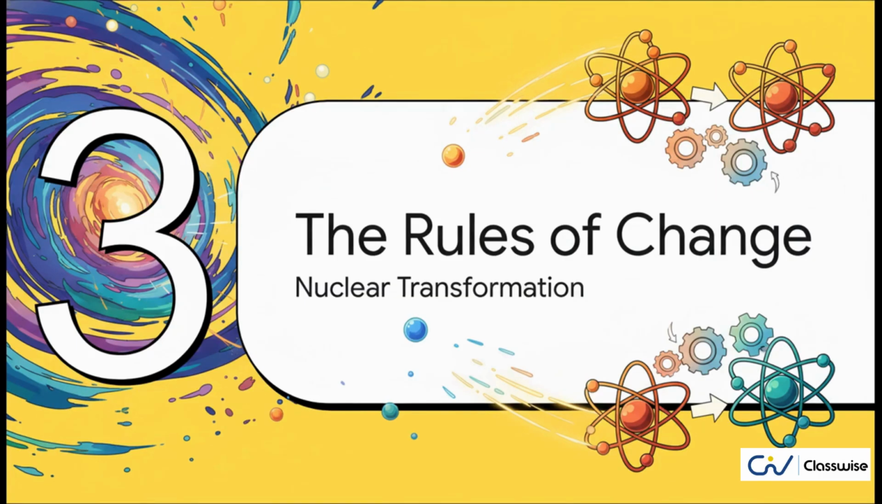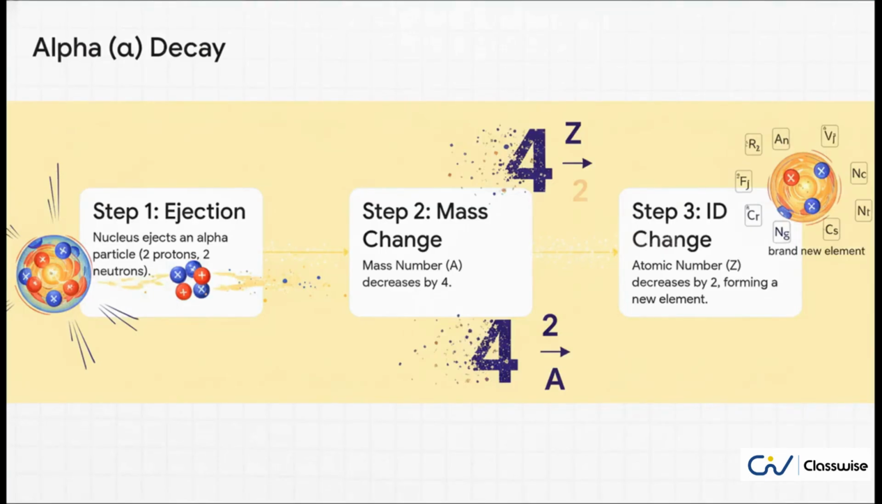It's like modern-day alchemy. But it's not random. It follows a very specific set of rules. Let's check out the rule book. So for alpha decay, when a nucleus kicks out an alpha particle, what is that again? Right, 2 protons and 2 neutrons. So the math is super simple. The total mass, the mass number A, drops by 4, and the identity, the atomic number Z, drops by 2. And since the number of protons changed, you've got a brand new element on your hands.